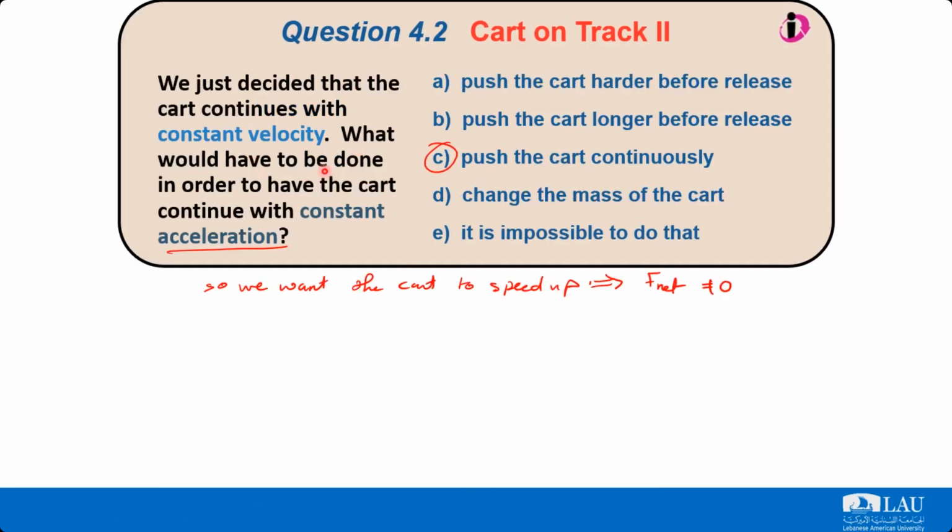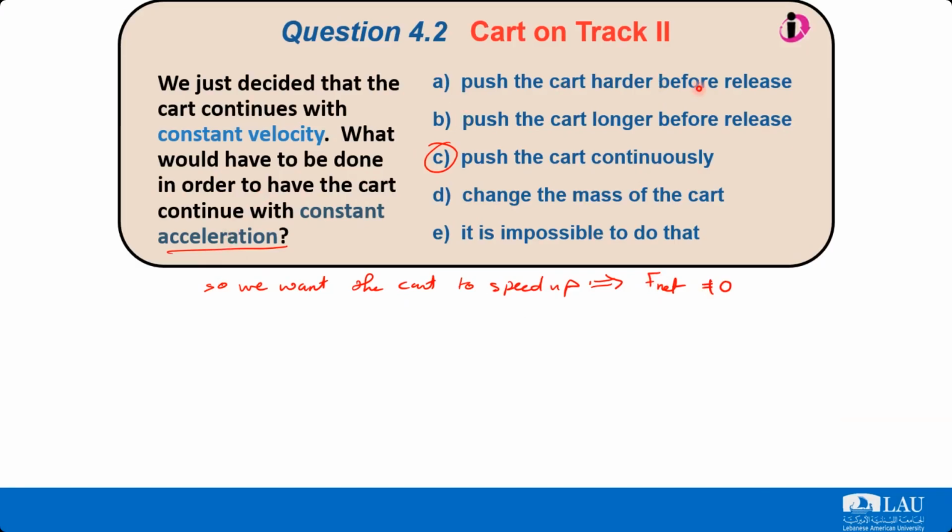What would have to be done in order to have the cart continue with constant acceleration? So here, I wanted to speed up. I wanted to keep accelerating. This means that I will need F net to be non-zero. For the object to keep changing its motion, changing its speed, there should be some non-zero F net. Let's see which of these options satisfy this condition. F net should not be 0 for the object to have a constant acceleration.